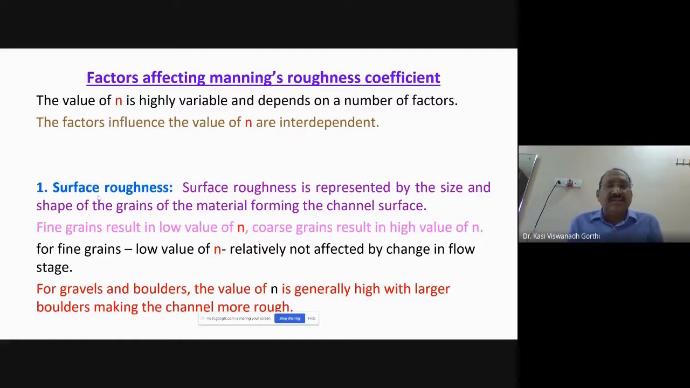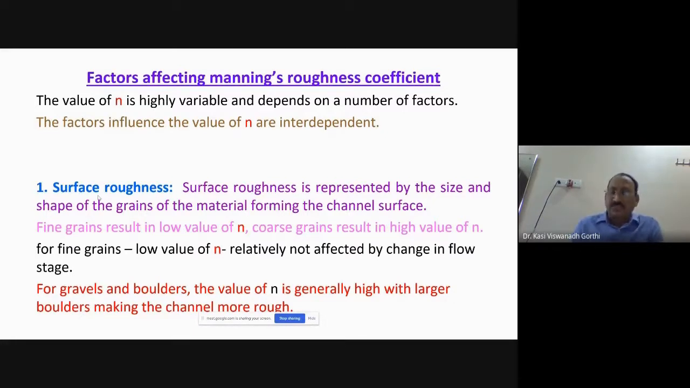Fine grains result in a low value of surface roughness n. Because when you have fine grains, they are closely packed and it resembles a very smooth surface, resistance will be less and the value of n will be less. Coarse grains result in a higher value of n. For fine grains, the low value of n is relatively not affected by the change in the flow conditions, the change in the flow stages. But for bigger boulders and gravel, the value of n is generally high, with larger boulders making the channel more and more rough.